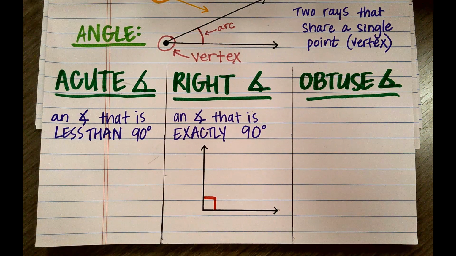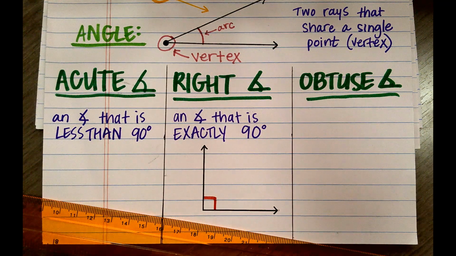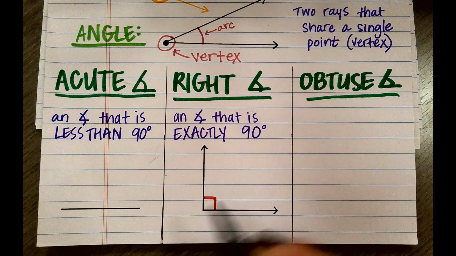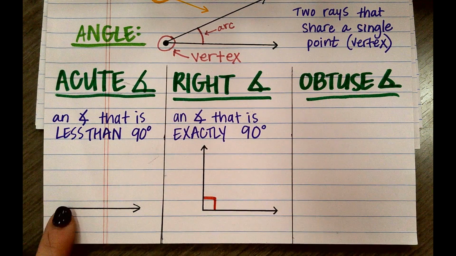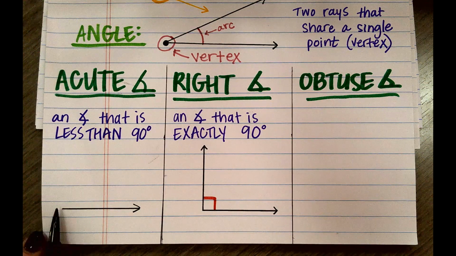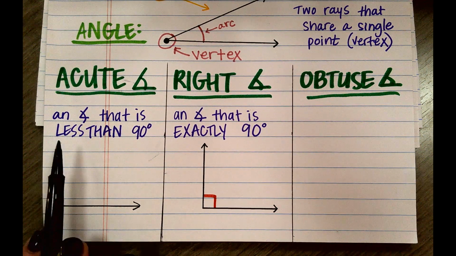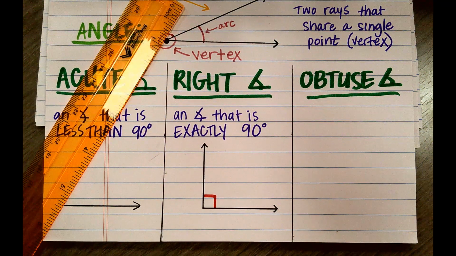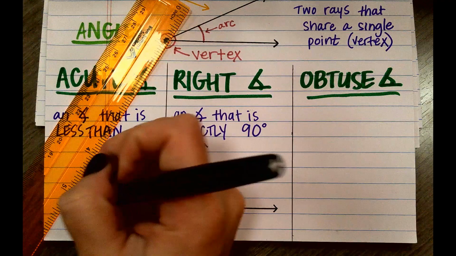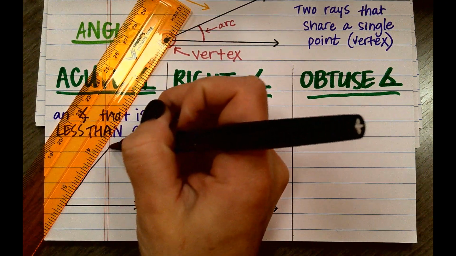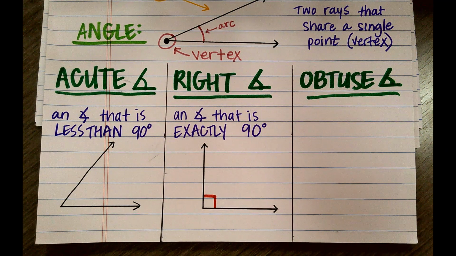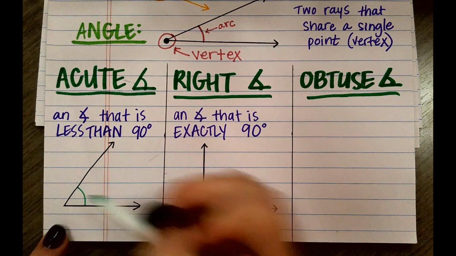I'm going to start with a straight line or a ray. We're going to draw a picture right here. And all we have to do for it to be considered an acute angle is don't put that next ray straight up and down. Just tilt it over a little. So I'm going to put mine right about here. Okay. So this is an example of an acute angle. And we'll put an arc inside.